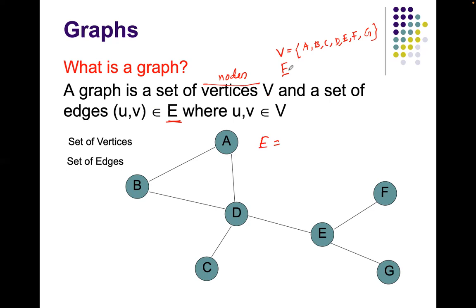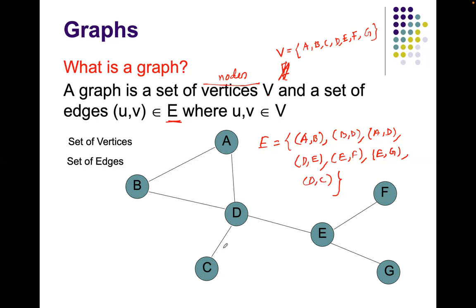So the set of edges, we are going to represent as pairs of nodes. For example, here we have edge AB. We have another edge that connects B and D. Another, AD. Then DE, EF, EG, and DC. So we have 1, 2, 3, 4, 5, 6, 7 edges.